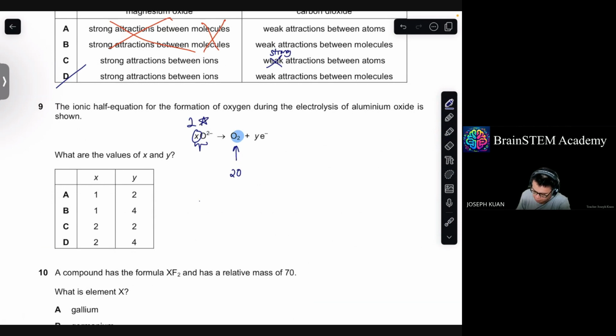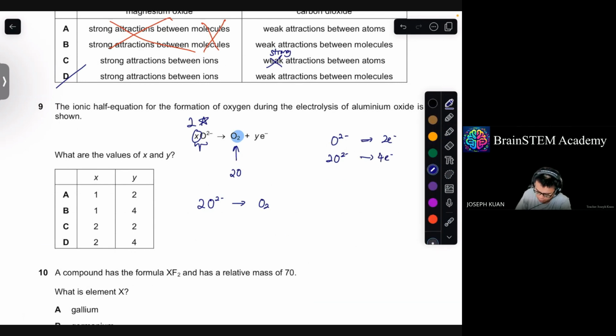And then, because you have 2 pieces of oxide ions, in order to form a complete oxygen molecule, it has to give out 2 electrons each from the oxide ions. So one oxide ion contributes 2 electrons. So 2 oxide ions contribute 4 electrons. Right? So the answer is D. 2 oxide ions give out 1 oxygen molecule and 4 electrons in the process. Moving on to number 10.